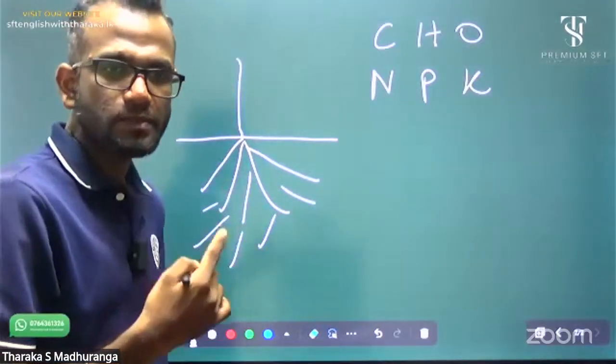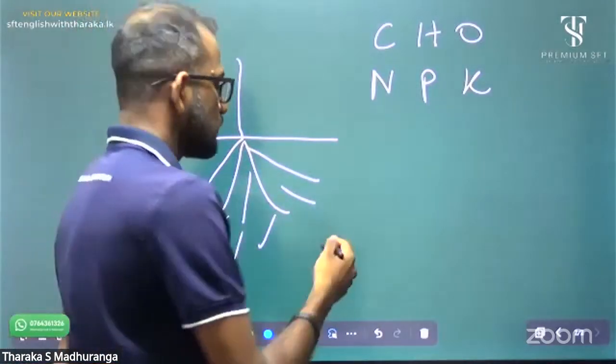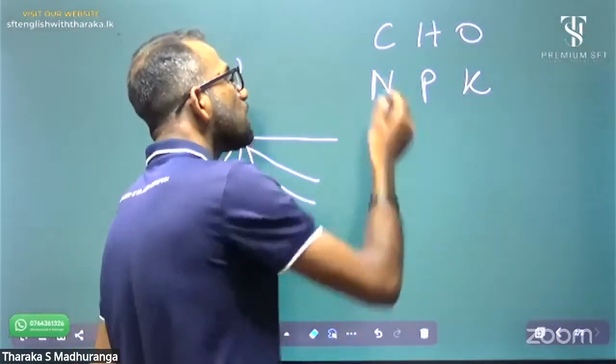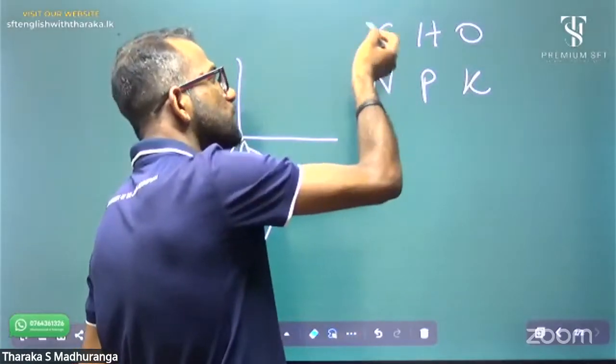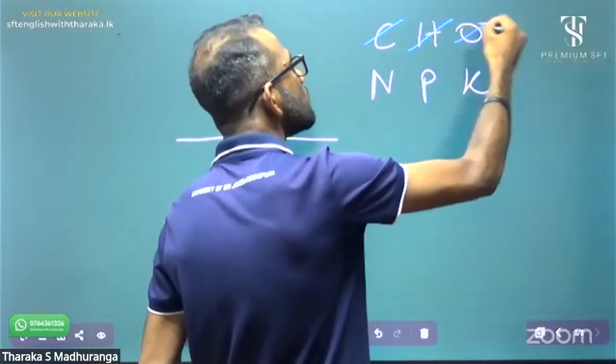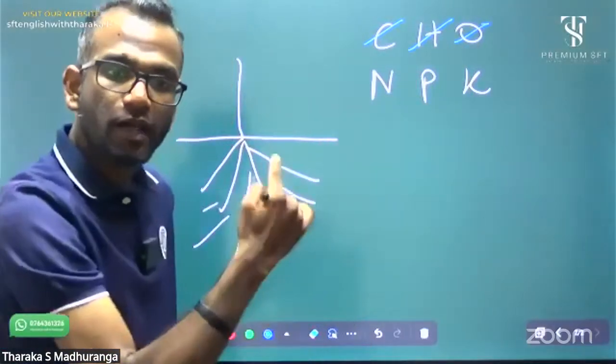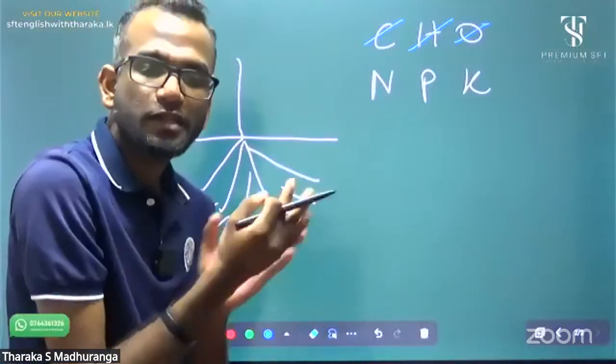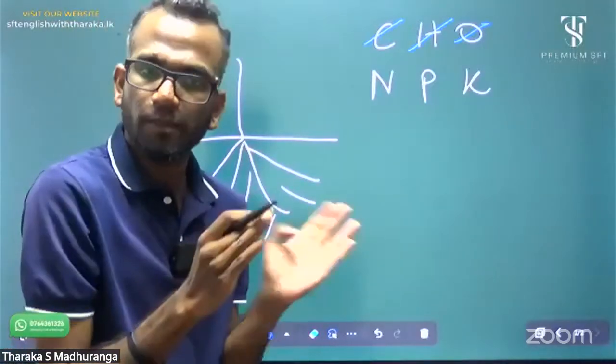Mainly carbon, hydrogen, oxygen. Carbon is provided from the atmosphere; carbon dioxide is absorbed. Hydrogen and oxygen are provided by water. So carbon dioxide and water provide carbon, hydrogen, and oxygen. Therefore, there is no limitation of carbon, hydrogen, and oxygen.